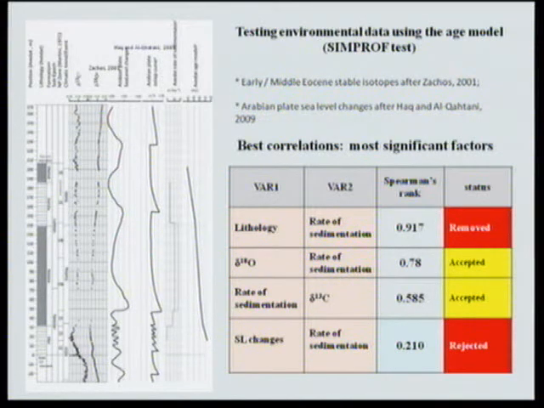And the lithology is well correlated with the rate of sedimentation, but because it is very well correlated, it is removed. You should remove from the test two good correlations because they mask all the other variables. And the other variables are the delta, I mean the isotopes, and the rate of sedimentation gives you a nice accepted correlation, but sea level changes gives so low correlation that it is rejected. Sea level changes did not exert any influence on the Levant region at that time.